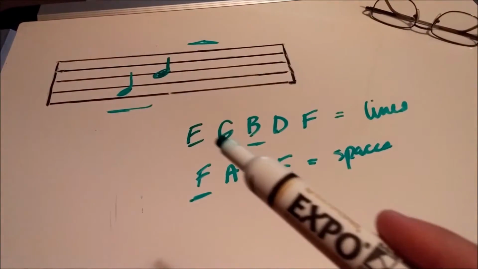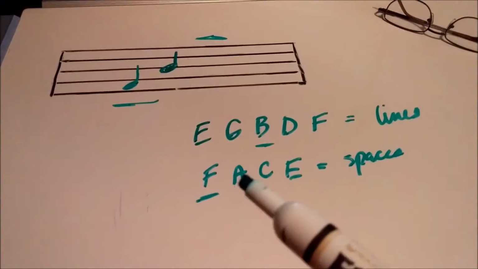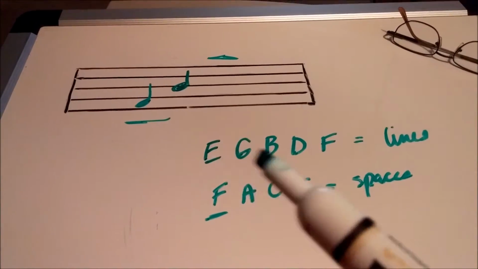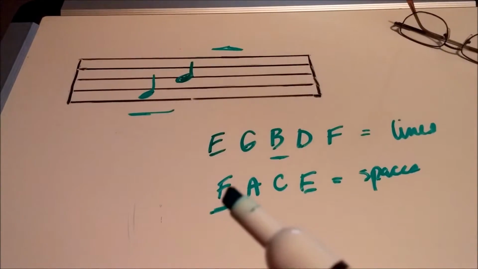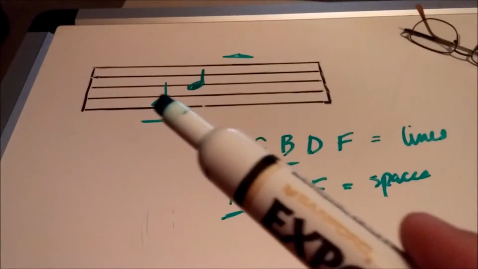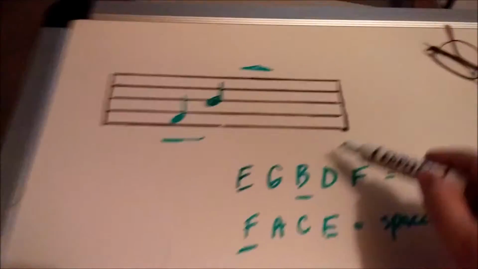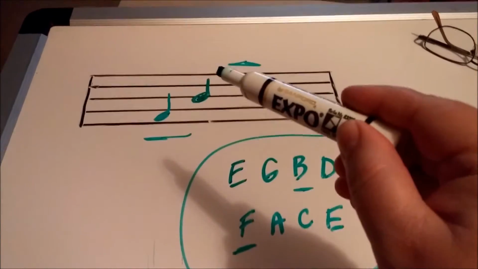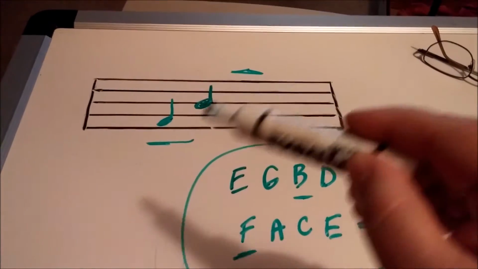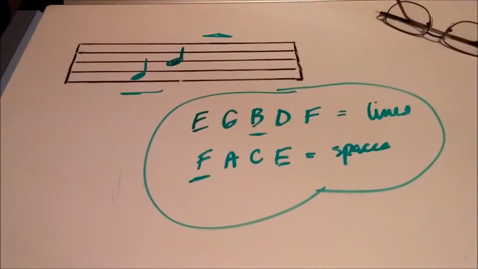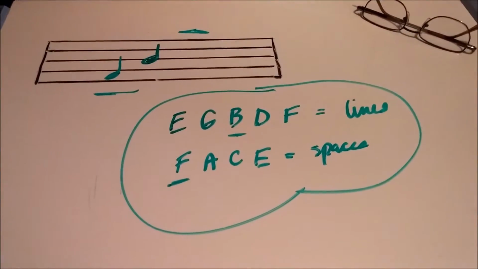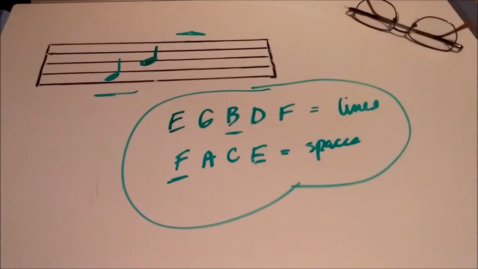Once you can remember this little analogy, I've got to look up that description and tell you what it is. Every good boy does fine, and F-A-C-E. Once you remember this, eventually you will be able to tell what any note is anywhere on a musical staff. Okay? And that's it. That's simplicity at its finest.